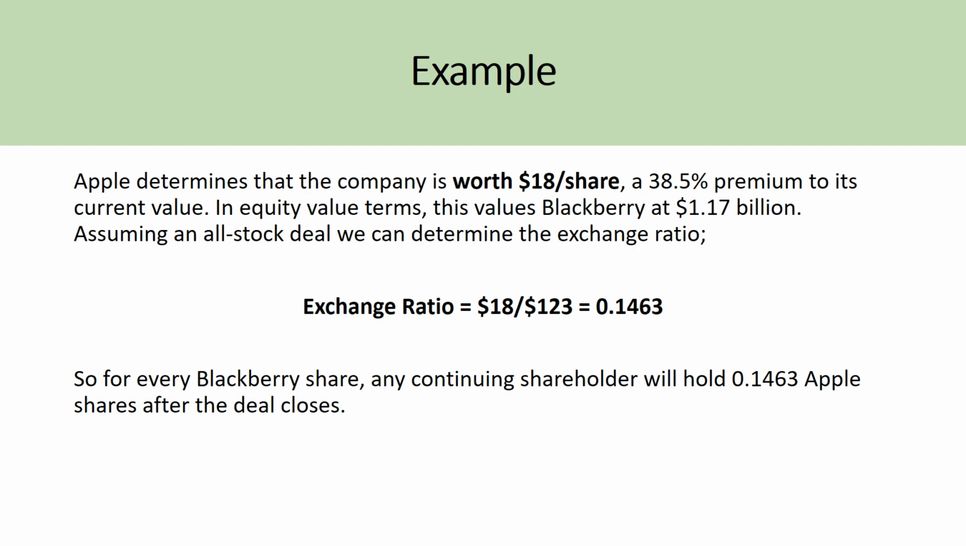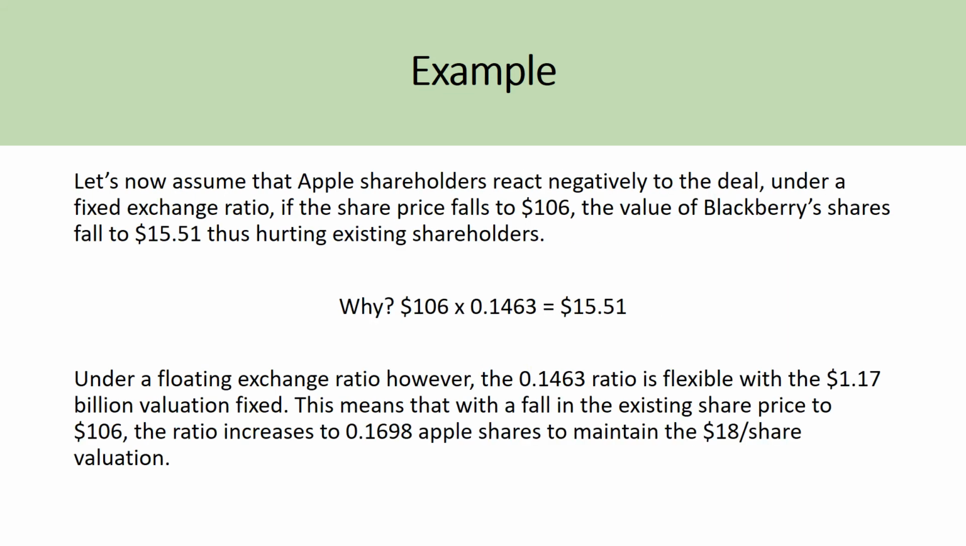Assuming an all-stock deal, we can determine the exchange ratio. We know the offer price, which is $18 a share, and Apple is currently trading at $123 a share. So the exchange ratio is 0.1463. So for every BlackBerry share, any continuing shareholder will hold 0.1463 Apple shares after the deal closes. Okay? Now let's assume that Apple shareholders react negatively to the deal. Under a fixed exchange ratio, if the share price falls to, say, $106 from $123, the value of BlackBerry shares falls to $15.51, thus hurting existing shareholders.